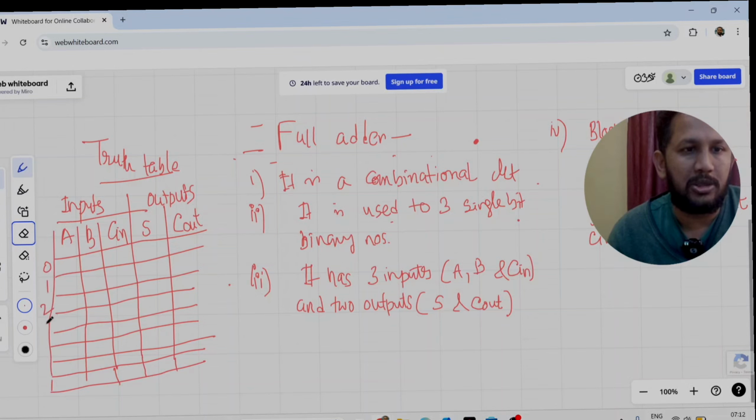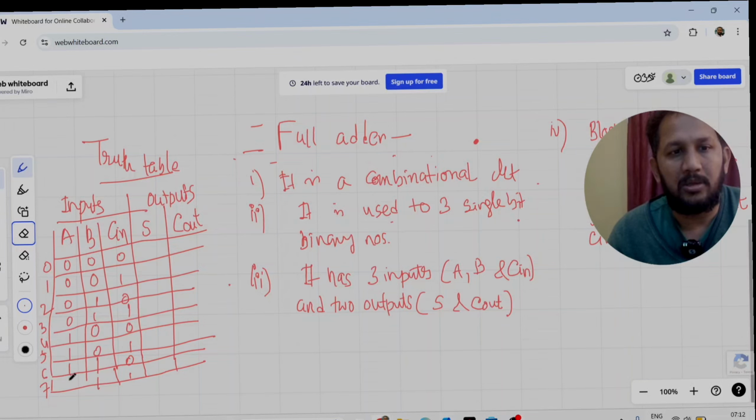These are the 8 combinations of rows: 0, 1, 2, 3, 4, 5, 6, 7. The first column goes 0, 1, 0, 1, 0, 1, 0, 1. Then 0, 0, 1, 1, 0, 0, 1, 1. Next, 0, 0, 0, 0 and 1, 1, 1, 1. In this way, we get the equivalent binary number of 0, 1, 2, 3, 4, 5, 6, and 7. So these are the input combinations of the full adder.